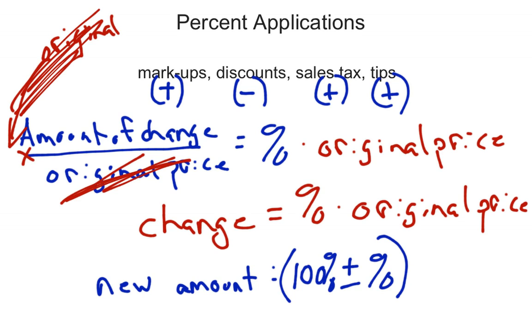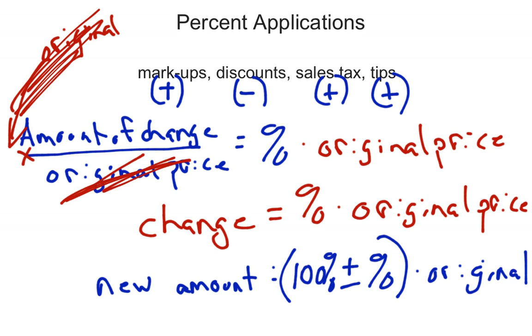So it's going to be 100% plus the percent that's going to go up, or 100% minus the percent that is going to go down. So if it was a 20% discount, in the parentheses here would be 100 minus 20, which gives me 80%. That's how much the new amount's going to be. So we're able to figure out the new amount right from here. And then that is still going to be times the original amount.